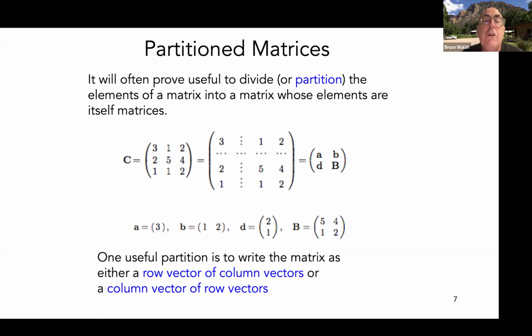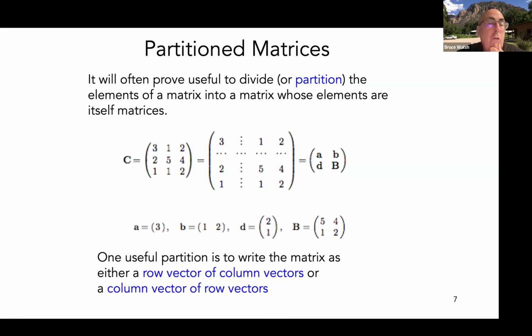You can what's called partition a matrix. So on the far left here, I have that 3 by 3 matrix, but I can also write that 3 by 3 matrix here, where now the elements of the matrix aren't numbers, but are a scalar, vectors, and a matrix, right? So if I define A to be 3, B to be a column vector, C to be this row vector, D to be this column vector, and big B to be this 2 by 2 matrix, these are exactly the same. And we call that a partition.